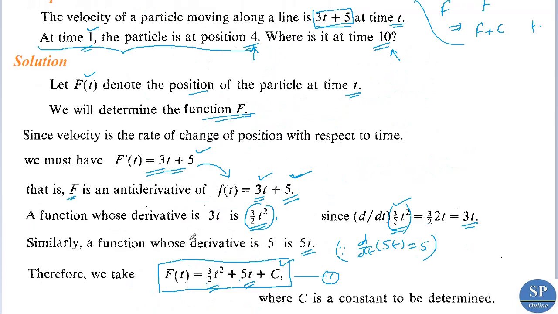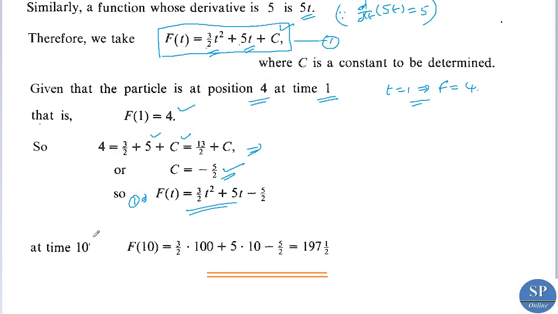Now we have to find the value of the function, or the position, at the time t equal to 10. So we have to replace the time t equal to 10 here. At time t equal to 10, we have F of 10 equal to 3/2 into 10 squared, which is 150, plus 5 into 10 minus 5/2. This is 197 plus 1/2. This is 197 and a half.